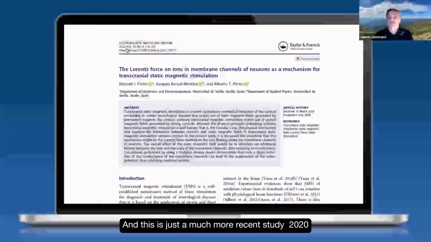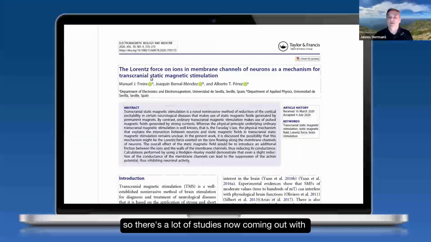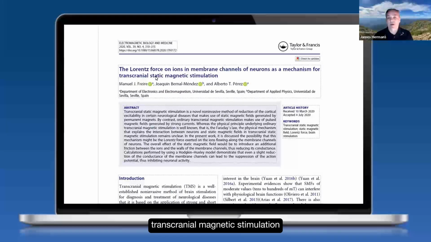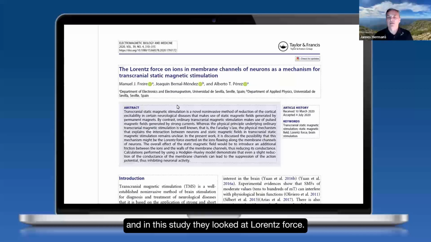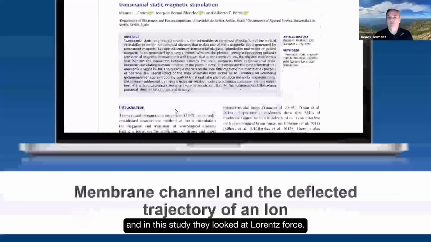And this is just a much more recent study, 2020. So there's a lot of studies now coming out with transcranial magnetic stimulation, which is for medication-resistant depression, is approved now in a lot of countries. And they're now even doing studies for transcranial static magnetic stimulation. And in this study, they looked at Lorentz force.